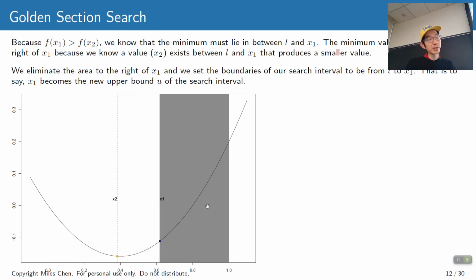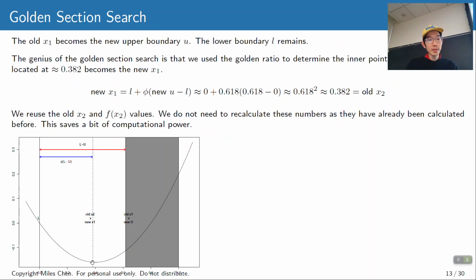So we throw away this side. Is that okay? And so now my lower and upper bound go from 0 to 0.618. Okay, so that's my new lower and upper bound. And then I go and repeat the process, okay? So I have my lower and upper bound from 0 to 0.618, and I'm going to search for two points near the middle, okay?